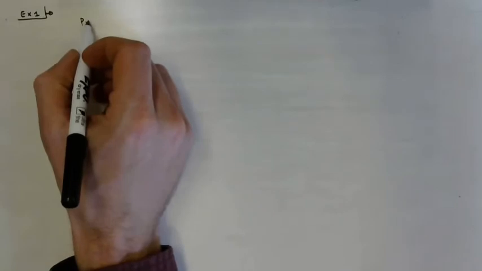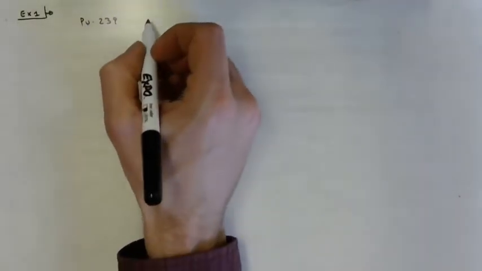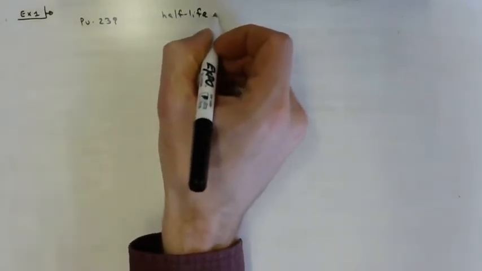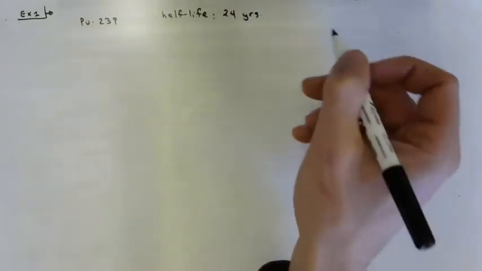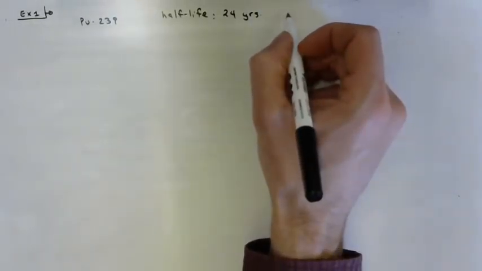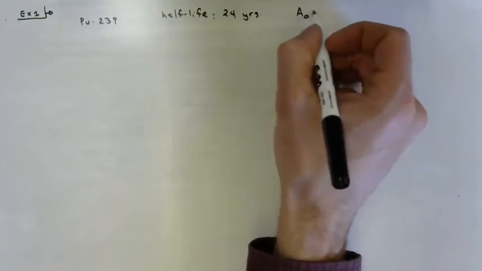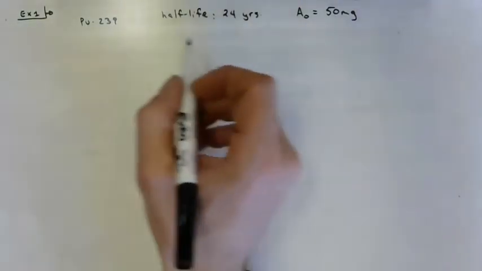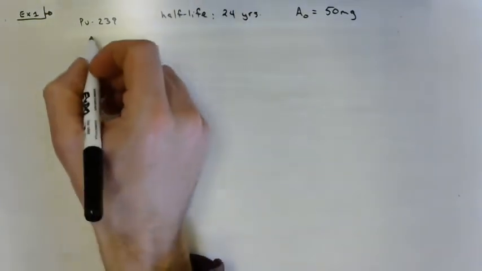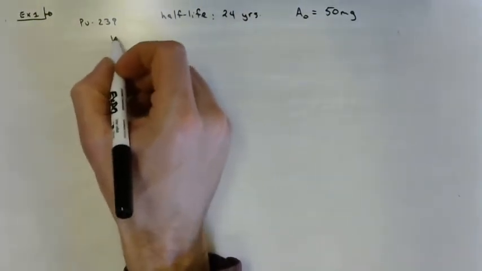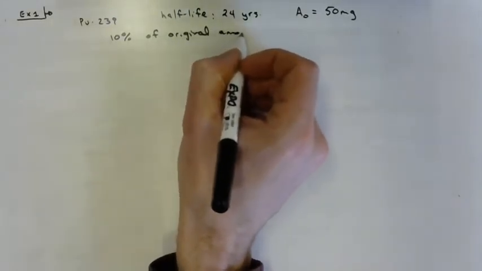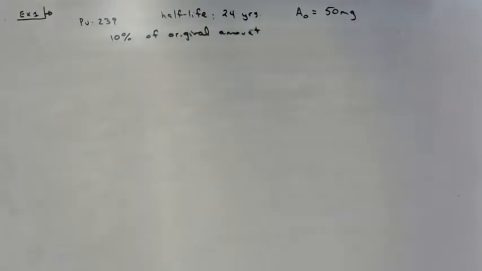So a couple of things are happening there. I'm going to say we're working with plutonium-239. This is already written for you, but maybe you can underline it in the question. We have a half-life of 24 years. And we're going to start with 50 milligrams. So we have an original amount, A naught, which is 50 milligrams. And we want to find out how much is left. We want our final amount, 10% of the original amount. Okay, there's my notes. Yours are probably just underlines in your problem.